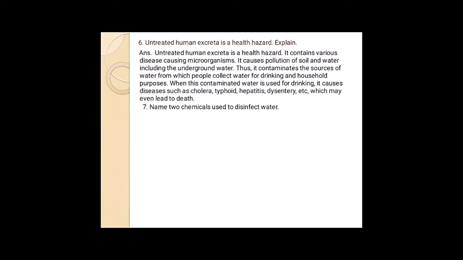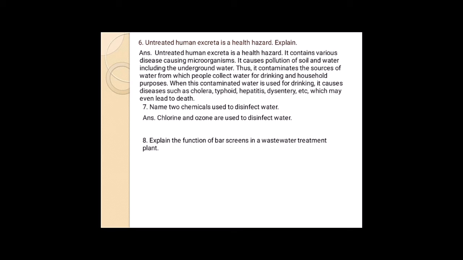The next is: name two chemicals used to disinfect water. The chemicals used to disinfect water, to purify it in the final stage, are chlorine and also ozone.